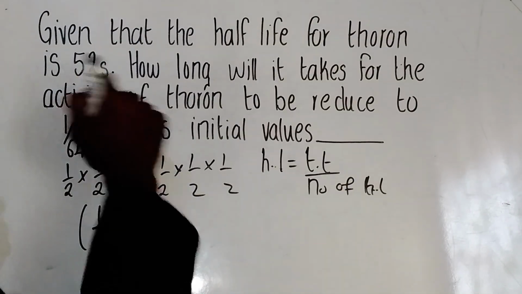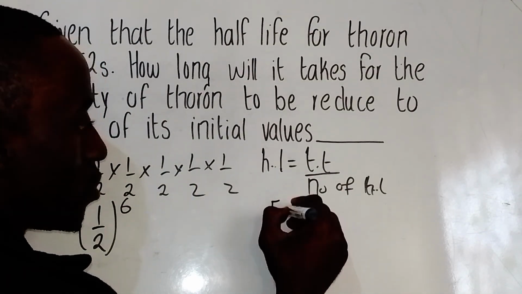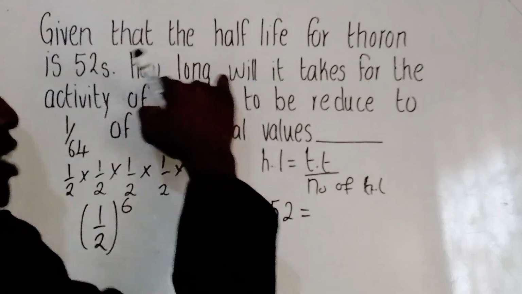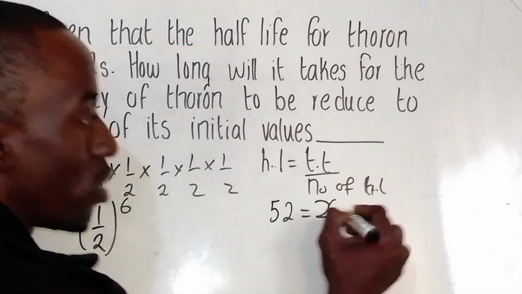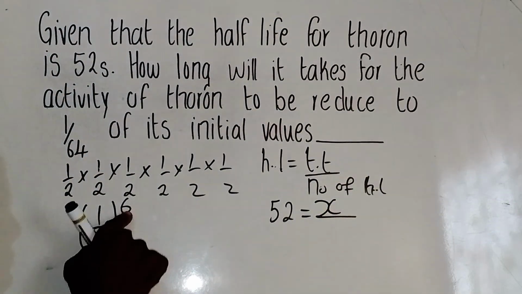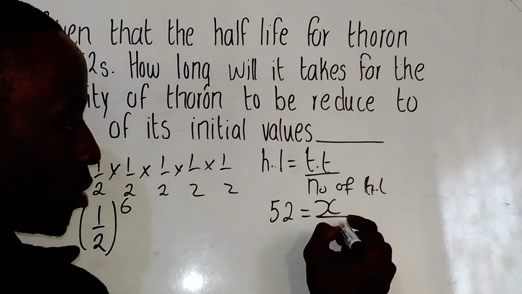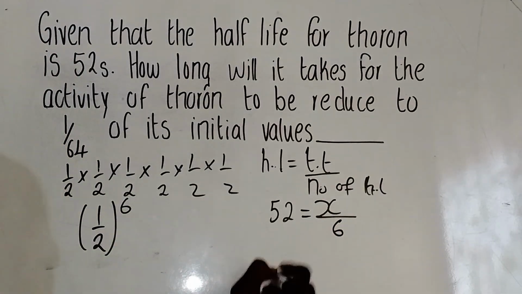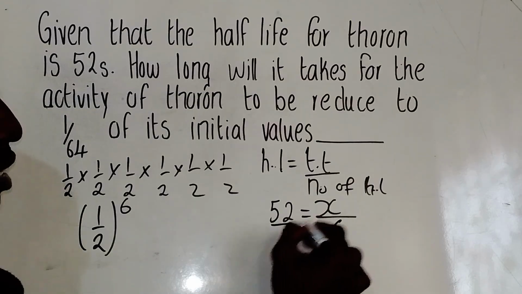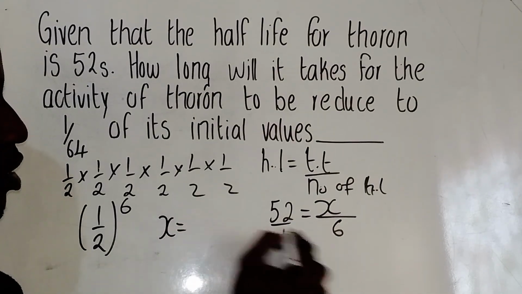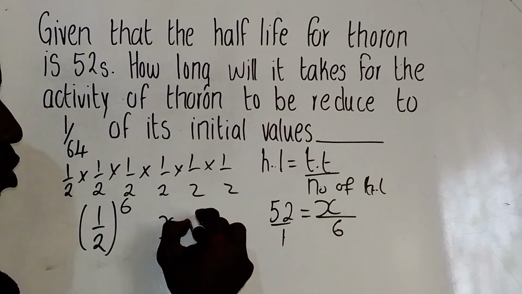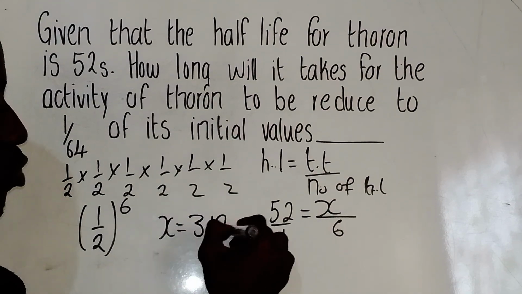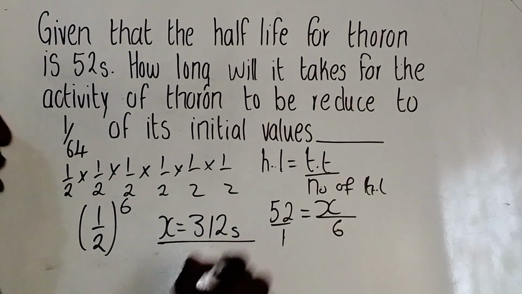Initial value 52. So we say 52 is equal to time taken, which is how long we don't know, over the number of half-lives. How many were there? 6. So you put a 6 there like this. So now you cross multiply. So 1 times x is x. So 6 times 52 is going to give me 312 seconds, which is the answer.